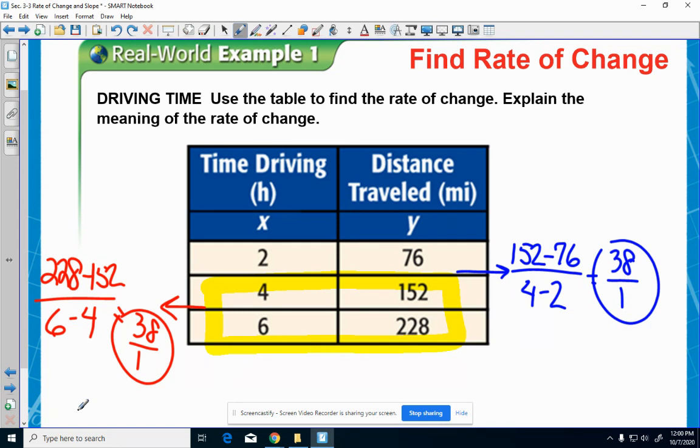Oh, so we skipped that out. I'm sorry. If you come back here in either one of these, and it doesn't really matter, if you do 228 minus 152, you actually get 76. And 6 minus 4, you get 2. And if you take that and reduce it, you'll get 38 over 1. Sorry, I just bypassed that. So that will be true in both of them.